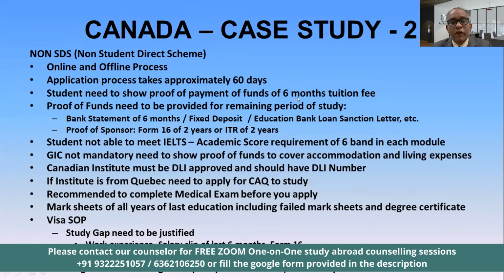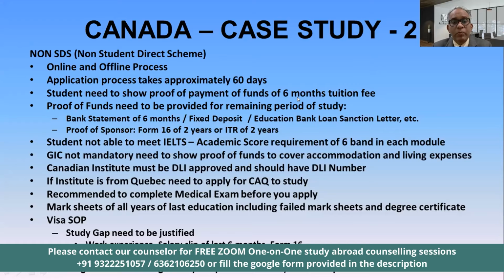Proof of sponsor, form 16 of 2 years or ITR of 2 years. Yeah, income tax return of 2 years. So 2 years of either form 16 or income tax return is required of the sponsor. So if your father is sponsoring, your father's bank statement of 6 months, fixed deposit, education bank loan would be in the student's name, and the proof of sponsor of the father would be required, of minimum 2 years.